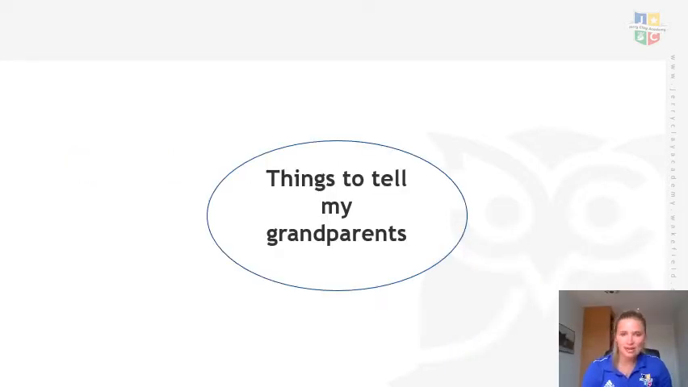So I'd like you now to have a go at doing a spider diagram. You might write something like "things to tell my grandparents". For example, in my example, the person was writing a letter to their grandparents. If you're not writing a letter to your grandparents, but to a friend or a different family member, you will change the grandparents part to whoever you are writing the letter to. So write a little bubble: things to tell my grandparents, or things to tell my friend, or things to tell my cousins.